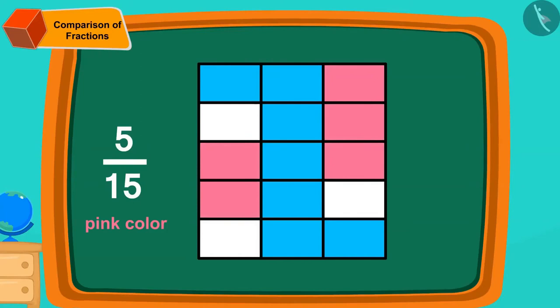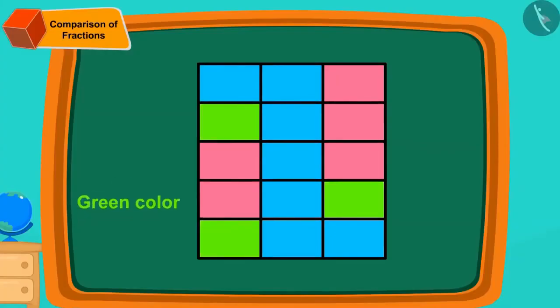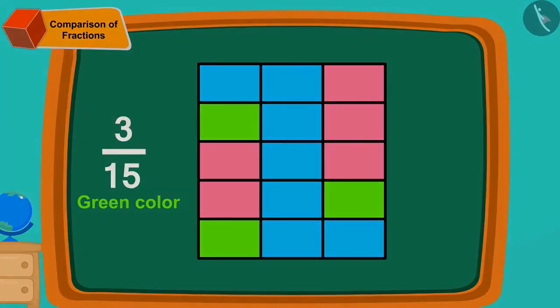Well done, children. You have filled the color perfectly. You can fill pink color in 5/15th parts of Chanda's design in this way too. Children, can you tell how much part of the design are the remaining sections that have to be filled with green color? You can find the answer to this question by pausing the video. Yes, green color is in 3/15th part of Chanda's design.